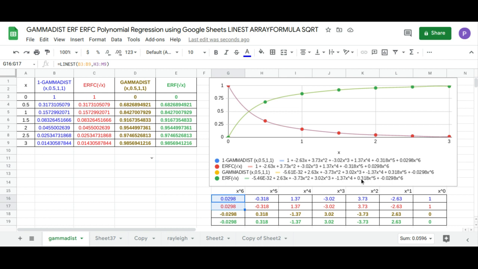This completes the use of array formula, square root, the ERF function, complementary error function, the GAMMADIST, in relation to their data sets, their polynomials, and their trend line.